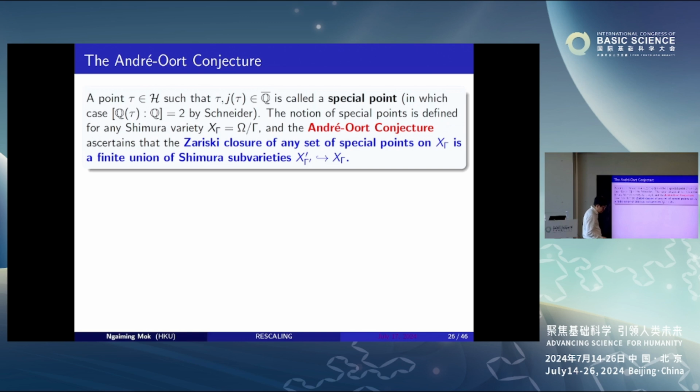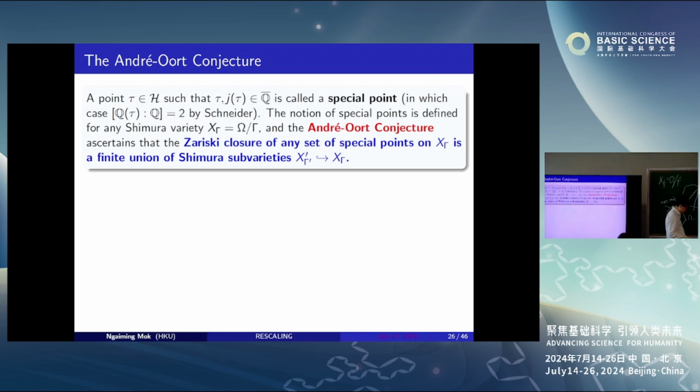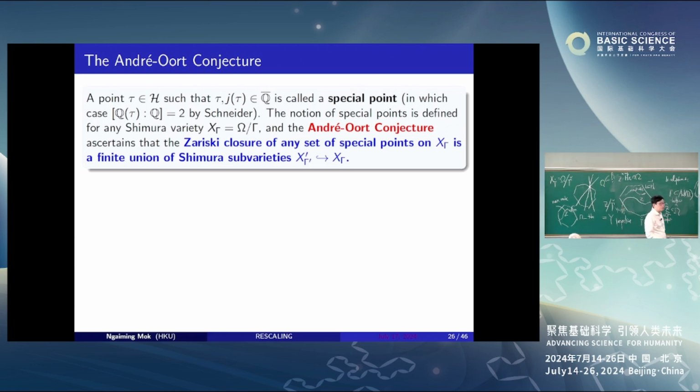Now then comes a problem that the number theorists were considering. This is the André–Oort conjecture. They were looking at special points. And what is a special point? A special point is a point which is algebraic on the upper half plane, and whose image under the J function is also algebraic. And this goes back to the work of Schneider in transcendental number theory, that this τ must be coming from an imaginary quadratic extension of Q.